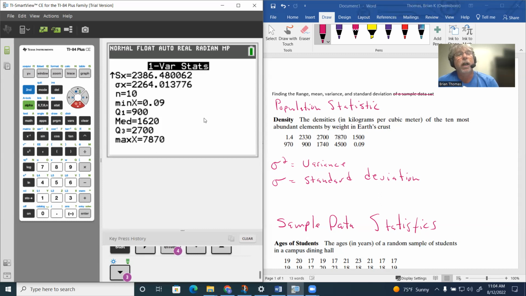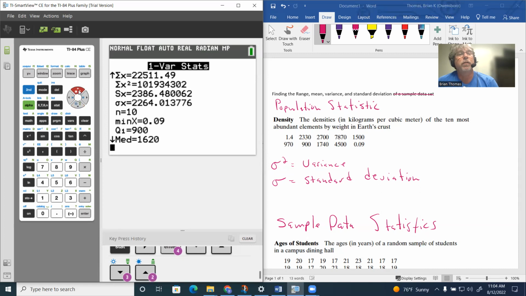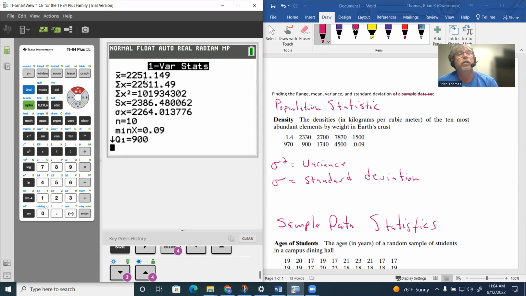So that would be how you would actually do population statistics using your calculator. You have to pay attention to sigma squared and sigma for standard deviation, but there is no mu, but our x bar would be the same thing. So that 22.51.149 would be your mean either way.